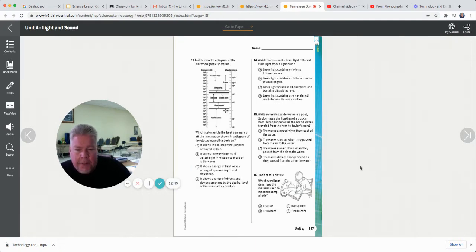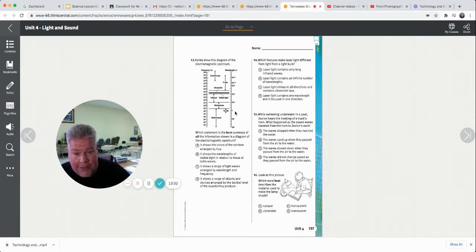Well, this one looks a little complicated, doesn't it? 13 says, Farida, that's a complicated name, Farida drew this diagram of the electromagnetic spectrum. Well, we just on the previous page, two pages ago, looked at what electromagnetic spectrum is. So this one says, which statement is the best summary of all the information shown in the diagram of the electromagnetic spectrum? Even though this is kind of hard to understand, it's got frequency, it's got wavelength, it goes from radio waves all the way to gamma rays. Okay, so we're seeing which is the best summary of what an electromagnetic spectrum is.